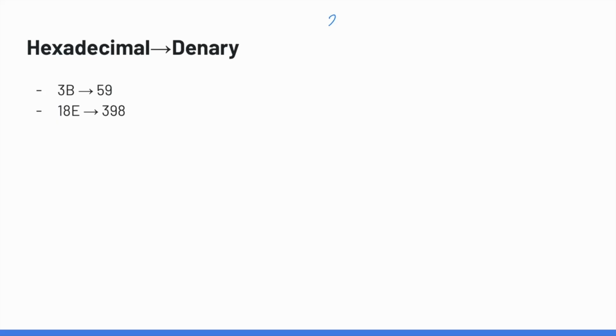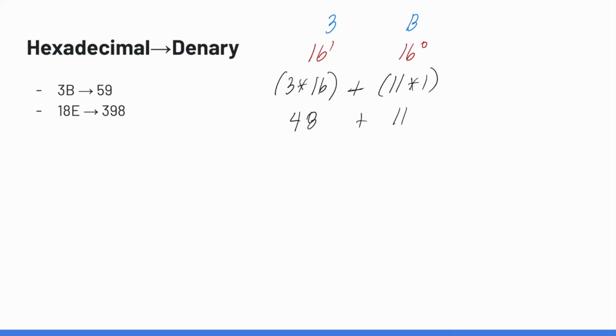So let's say we have 3B, okay? So 16 to the power of 0 and 16 to the power of 1. To get our answer, we're just going to do 3 times 16 plus, remember, B is going to be 11 because A is 10. And we're going to be ending at 15, so F is 15. But anyways, B is 11. So we're going to do 11 times 1, which is just 11. So we have 48 plus 11, which equals 59.